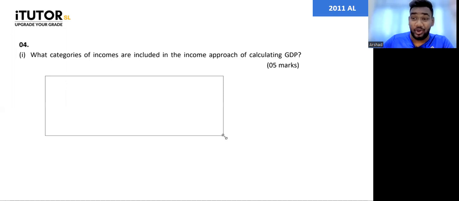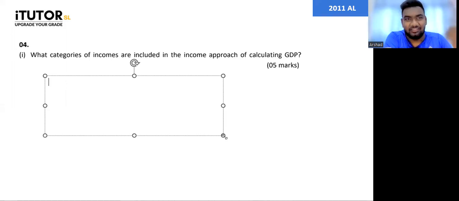Now, probably in your A-level past paper, this would say rent, wages, interest, profit. It would have things like that. But now we'll change this question a little. So we'll talk about what are the components in the income approach. Can you all give me the components quickly, guys? What are the components that we have when we calculate GDP using the income approach?